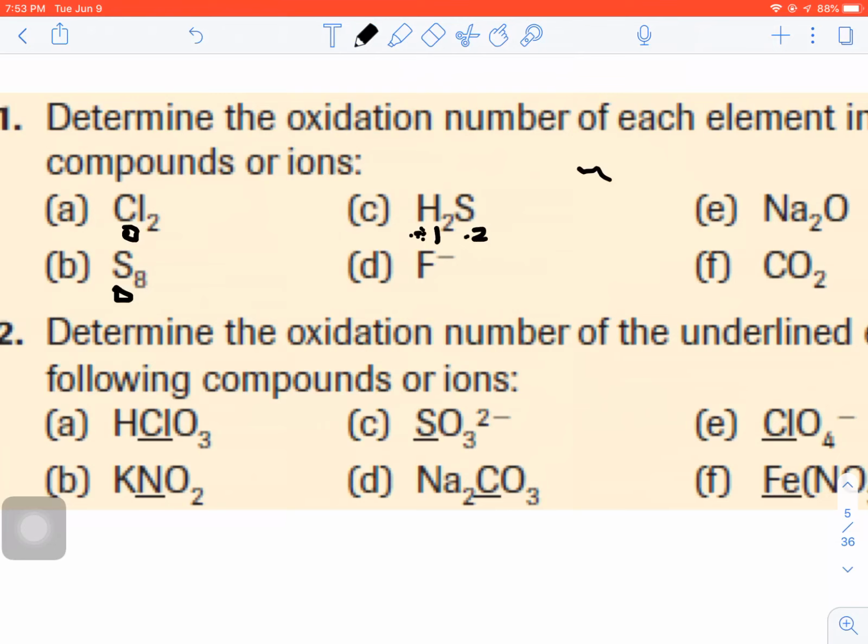If I look at Na2O, it's an ionic compound because it's got a metal and a non-metal. I always know that oxygen is going to be minus 2 anyway, and sodium has to be plus 1 because there's 2 of them, and I need to overcome the minus 2. But I also know that sodium is an alkali metal, which means it's always a plus 1 anyway. Remember, all the group 1 elements are always plus 1.